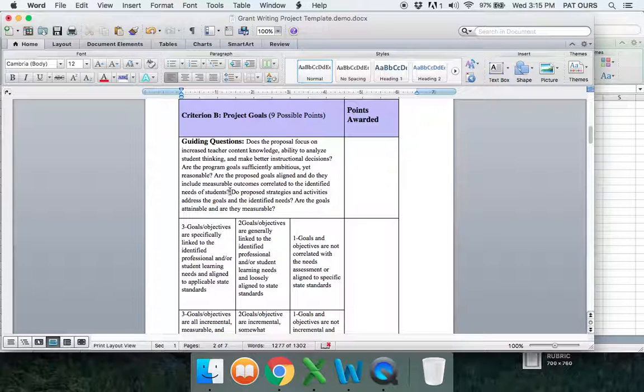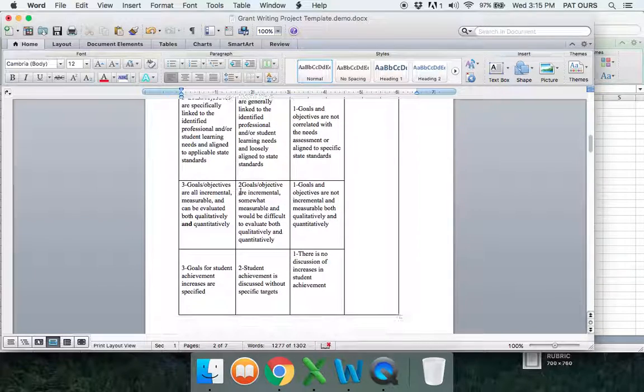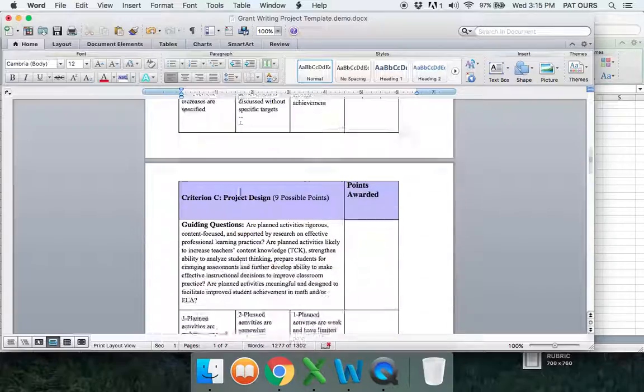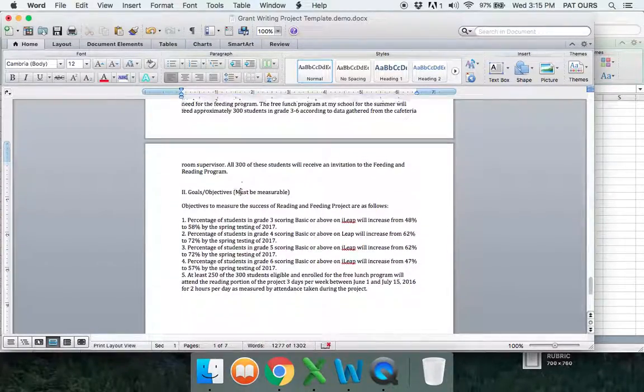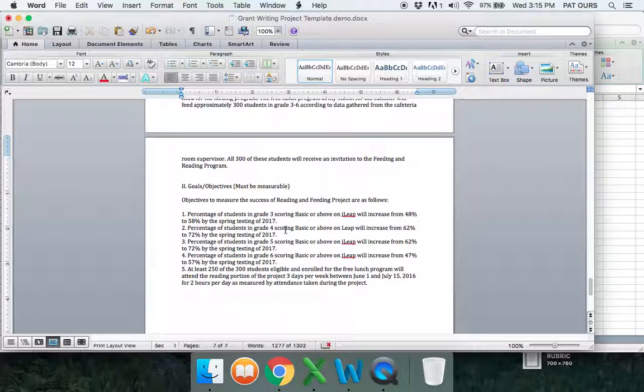Yes. These are students that are not achieving basic or above, and they are in need of free nutritious lunches during the summer. So that's my target audience, and my goals have specifically targeted those students, and I have given the boundaries for when the goals will be measured, and I have also put down the time frame for the attendance, the number of hours per day, and so on and so forth.